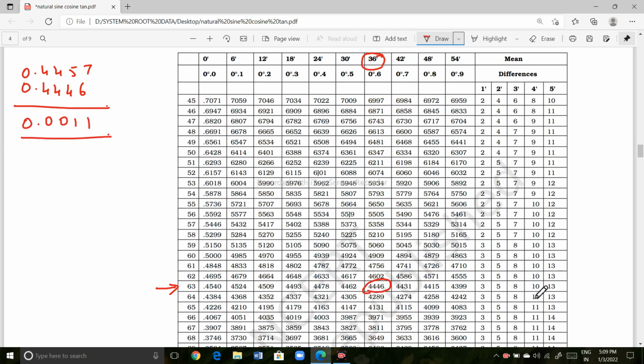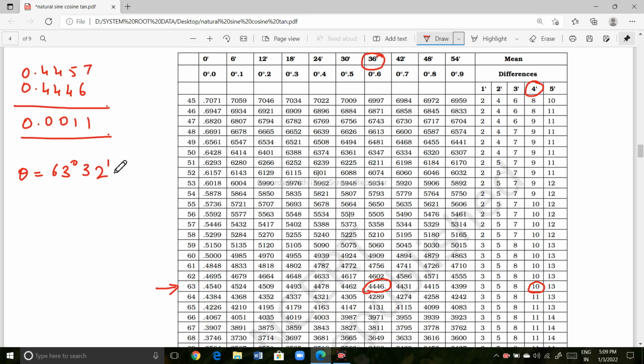Now see, we don't have 11, so we'll go to the closest. The closest we can find is 10, and this gives us 4 minutes, right? So what will be the final answer? The final answer in this case would be theta is equal to 63 degrees. We get 63 from here. And now in cos, if you remember, we always used to subtract. So 36 minutes minus 4 minutes will give you 32 minutes. So this is the answer.